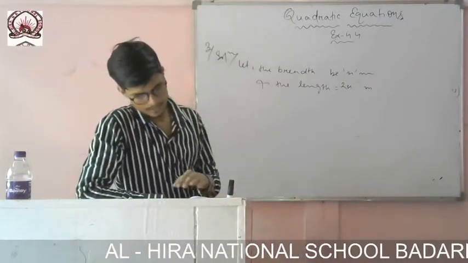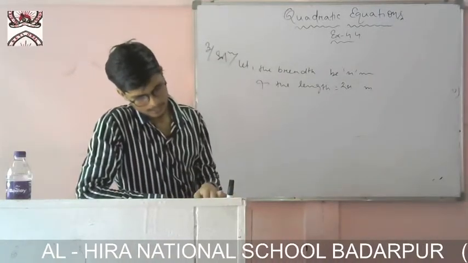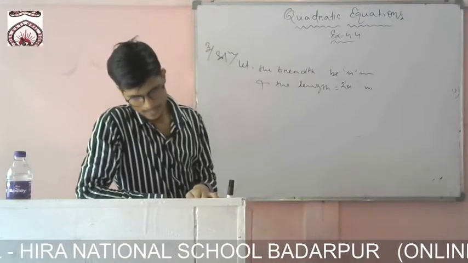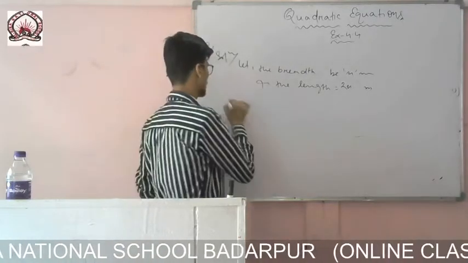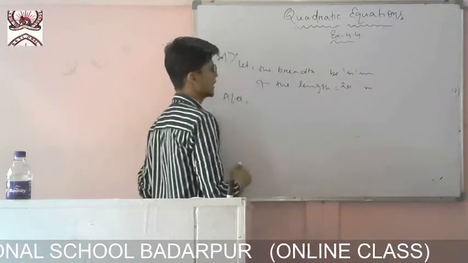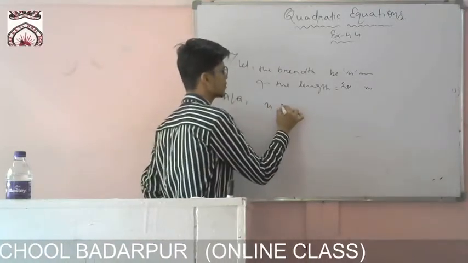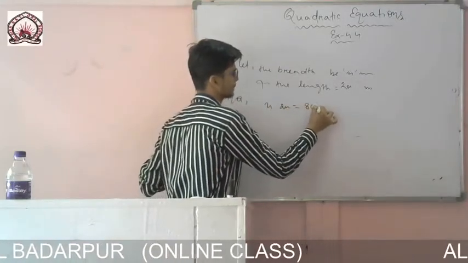So now you see, what is given here? It is given in the question that the area is 800. So okay, let me write according to the question. Area, that means length into breadth, will be equals to area.